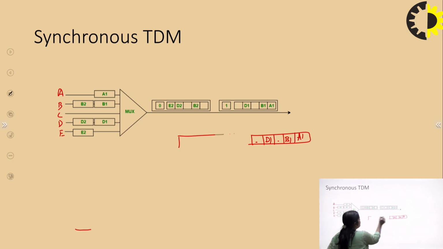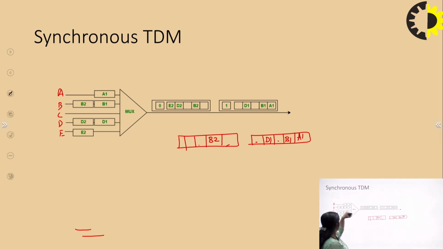Again, the same value, again the 5 time slots will be there, and in this time slot A2 is not there. So this particular slot will be vacant. Next is B2, so B2 is there. C is not there: C1, C2, C3, any frame is not there. Then C will be vacant. Next D2 is there, and next is E2. So E2 will be there.